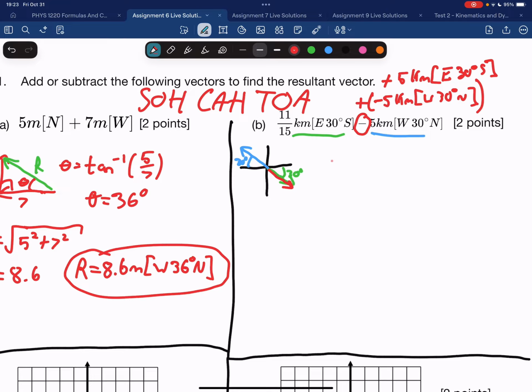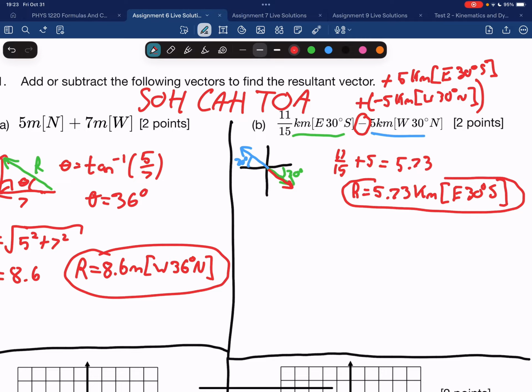And we can directly add 11 over 15 plus 5, which equals about 5.73 repeated. And then we get a resultant vector of 5.73 kilometers east, 30 degrees south. And that is our final answer with the shortcut.